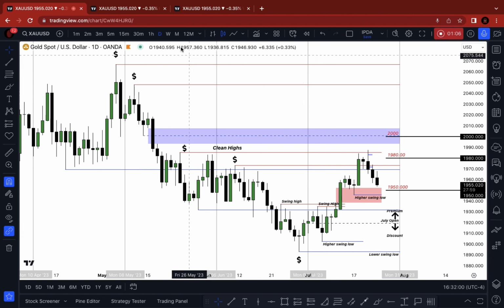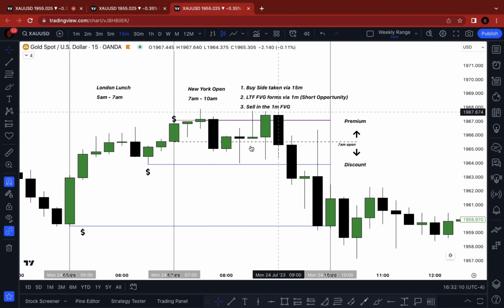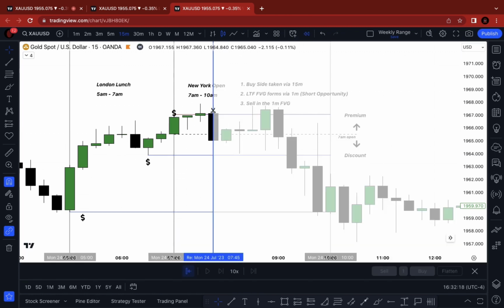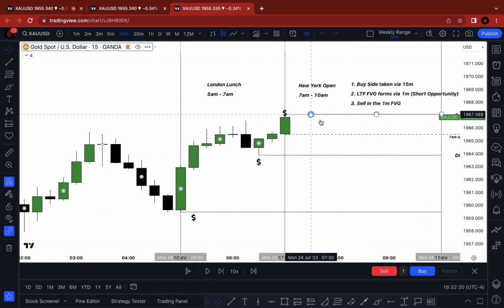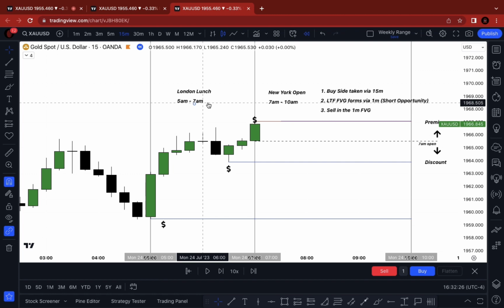Now, there was a New York model setup that occurred today, and I just want to walk through that because some people in the chat were a little confused about how it would go. I'm going to walk you through the process today. So what you see here is 5 a.m. to 7 a.m., and we're going to bring it all the way back. Now, there are annotations on the chart, but as we go through, you're going to see why these annotations are important. So this is the London lunch. This is 5 to 7 a.m., just before New York Open. We're going to use this area as our catalyst or sponsorship to the next session's direction.